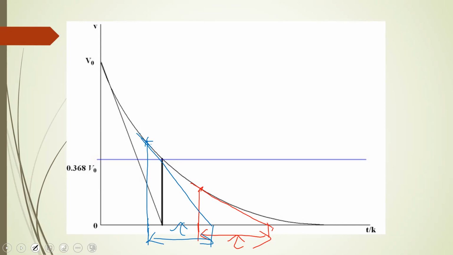So that's the classic definition for time constant. It's the time taken for complete discharge if the discharge rate at any point on the discharge curve is maintained.